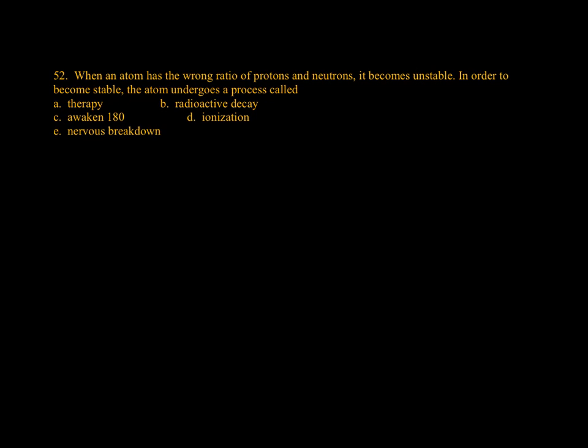An atom that is unstable, and atoms are unstable because the protons and neutrons get out of whack, will do different things to become stable. All of the things that they do, which involve getting rid of particles and energy, that whole process is known as radioactive decay.